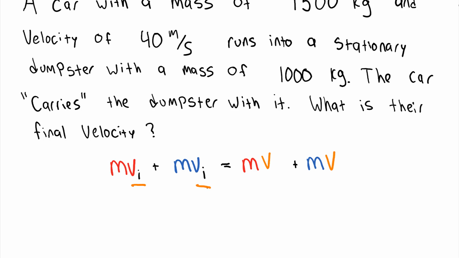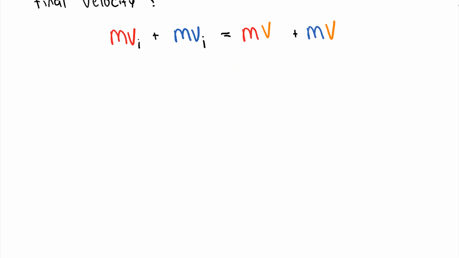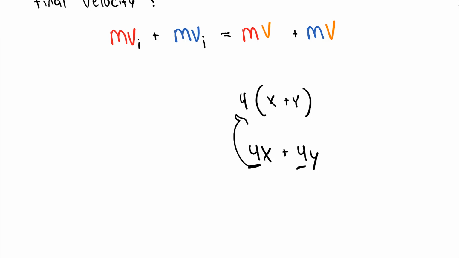So they have different initial velocities. One of them is stationary and the other is going at 40 meters per second. But they have the same final velocity because they're stuck together. You might not remember this, but in math, when you have something like 4 times (x plus y), that's the same as 4x plus 4y. If you have the same thing multiplied by two numbers that are added together, you can pull it out. These 4s, because they're on the x and the y, you can pull them out.